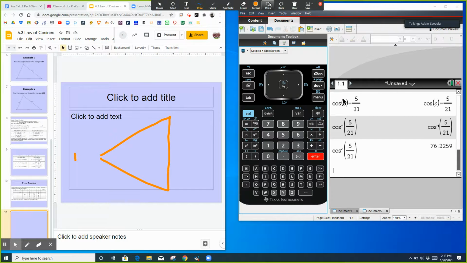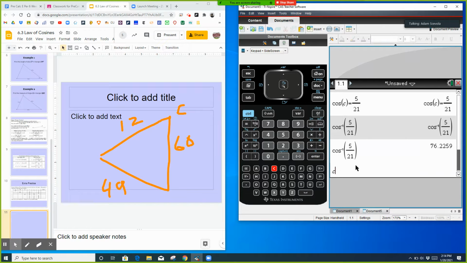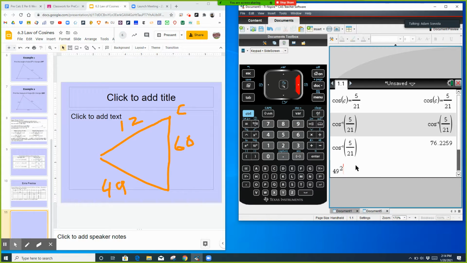So I drew this kind of equilateral. It's not actually equilateral, but it's just a picture, so who cares? All I wanted to show you is this. Let's say we're looking for this angle, angle C. So I know that 49 units is equal to 60 squared plus 12 squared minus 2 times 60 times 12 times the cosine of C.